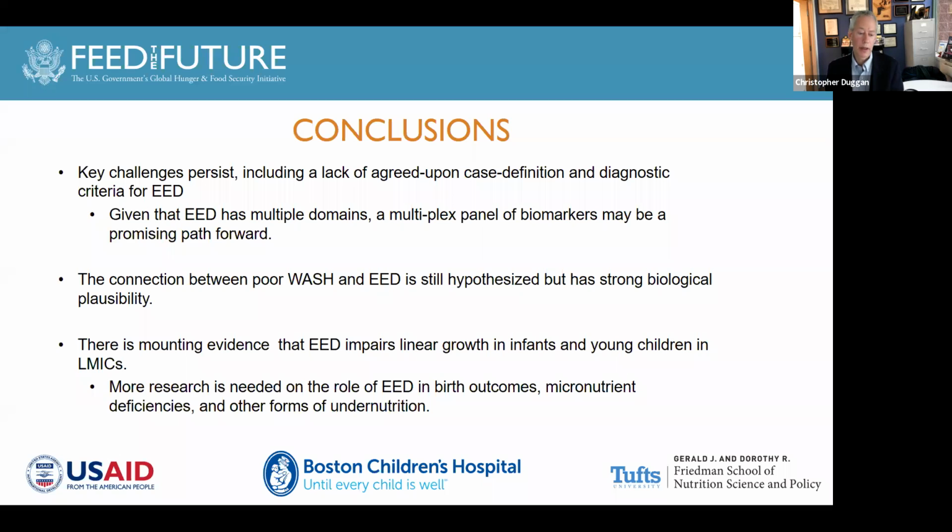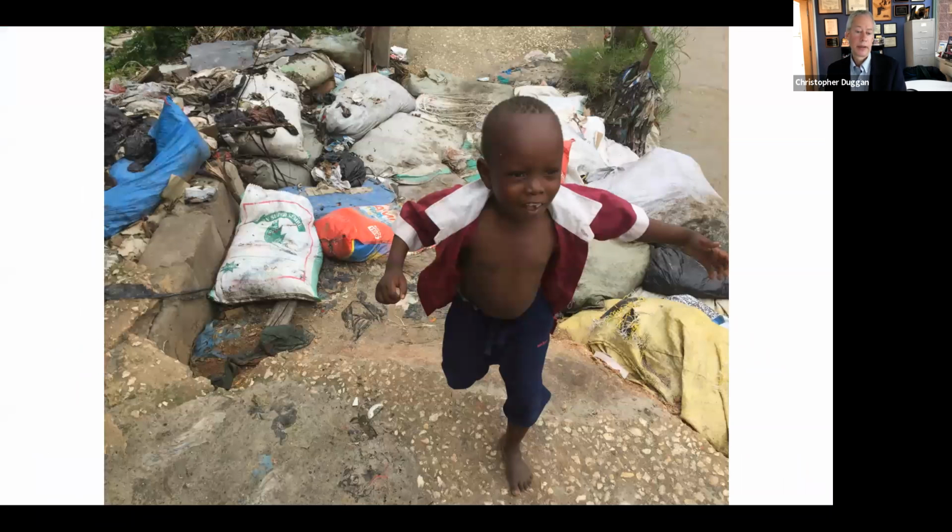But I think it's clear to say that there is a relationship between EED and linear growth in infants and young children. And we're interested in partnering with you and other colleagues to find out how EED might affect pregnant women, how it might affect birth outcomes, micronutrient deficiencies, and other forms of undernutrition. So we can help, next slide, children like this grow up to be as healthy as possible. Thank you very much.